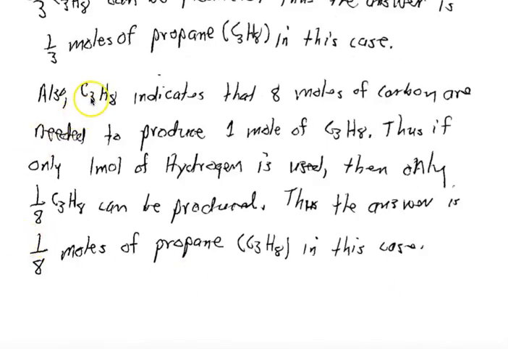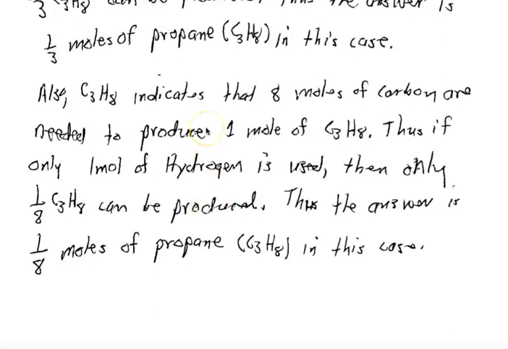Also, C3H8 indicates that 8 moles of hydrogen are needed to produce 1 mole of C3H8. Thus, if only 1 mole of hydrogen is used, then only 1/8 of C3H8 can be produced. You can't produce more on the right-hand side of the equation than you start with on the left-hand side.